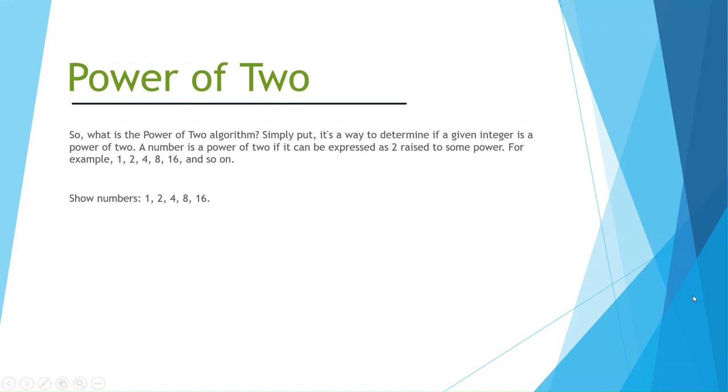So why is it important? Powers of two are crucial in various fields like computer graphics, networking, data structures, and more. For instance, memory allocation often relies on powers of 2 for efficiency.